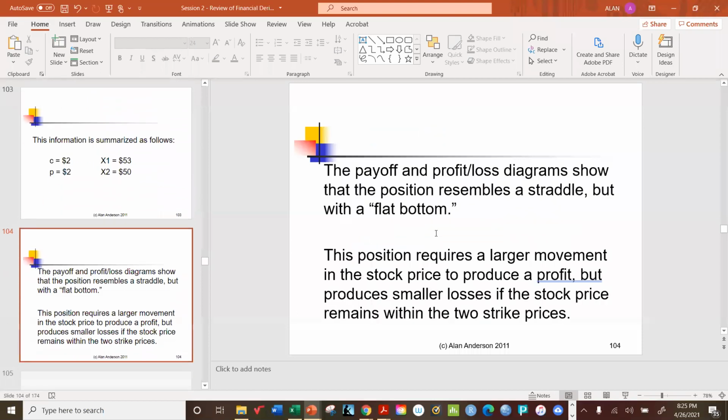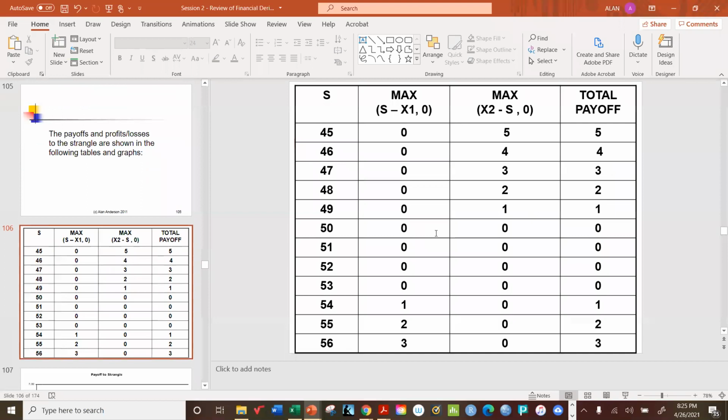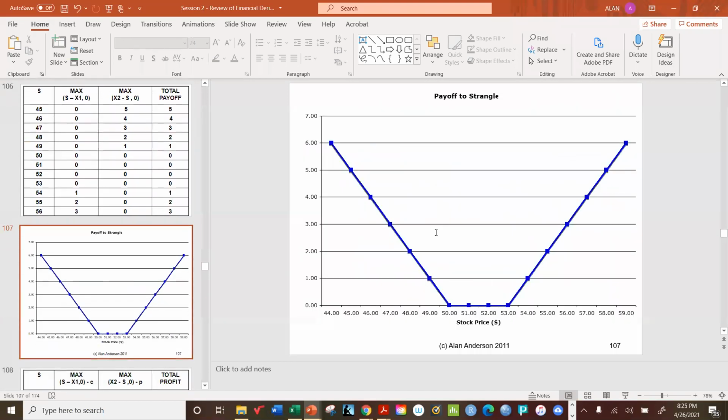So let's see what the graph looks like. There's the tables. And here's the graph. Oh, now look at that. What happened? We lost that peak on the bottom. It now suddenly has a flat bottom. So what it's basically doing is it's extending the range of prices that are required for us to make money. But in exchange for that, it's cheaper than a straddle.